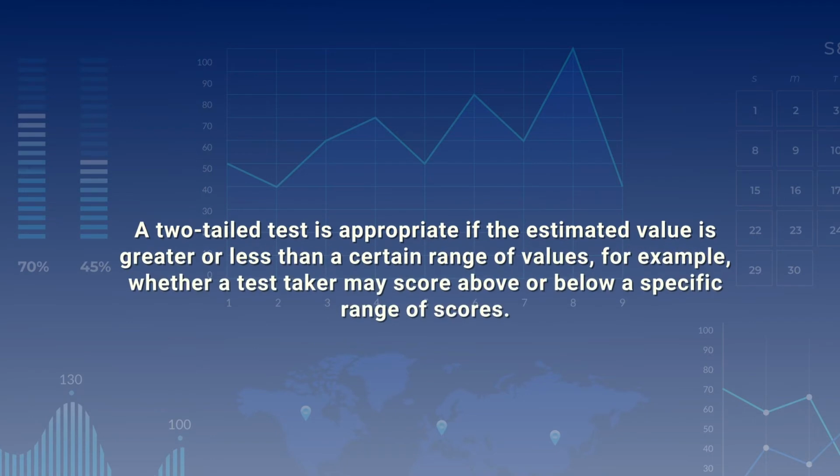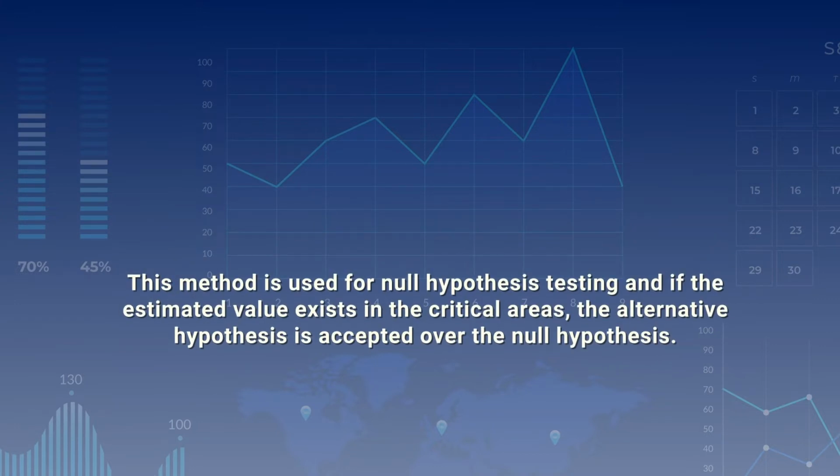A two-tailed test is appropriate if the estimated value is greater or less than a certain range of values. For example, whether a test taker may score above or below a specific range of scores. This method is used for null hypothesis testing, and if the estimated value exists in the critical areas, the alternative hypothesis is accepted over the null hypothesis. So in our preceding sessions we have very distinctly talked about the difference between hypothesis, null hypothesis and alternate hypothesis, and this is where the application of hypothesis is used in a great manner.